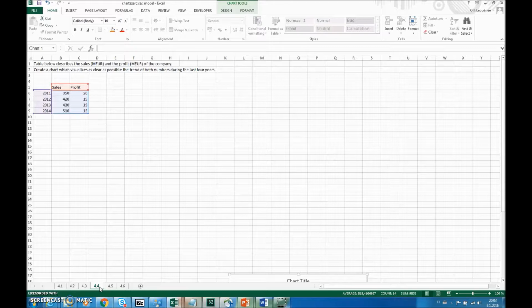In 4.4, I don't have the answer here visible. Now think carefully. Here is the sales number in million euros of the company, and here is the profit. And in one chart you should visualize both of the information, the trend of both numbers, as clearly as possible. Think what type of chart would be the best one for this.